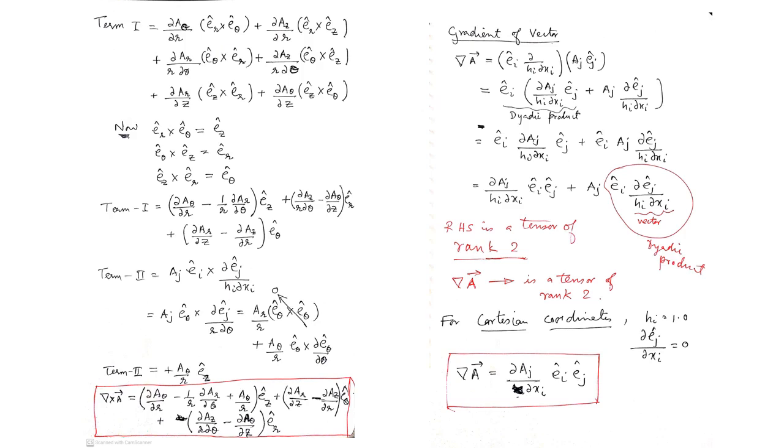And the second term, when I take j as theta, will contribute a_theta by r, and e_theta involved in cross product with ∂e_theta/∂theta. So ∂e_theta/∂theta is minus e_r, so e_theta cross minus e_r. As we know that e_r cross e_theta is e_z, e_theta cross minus e_r is the same as e_r cross e_theta, so the result is e cap z. So the second term comes out as a_theta by r e_z.